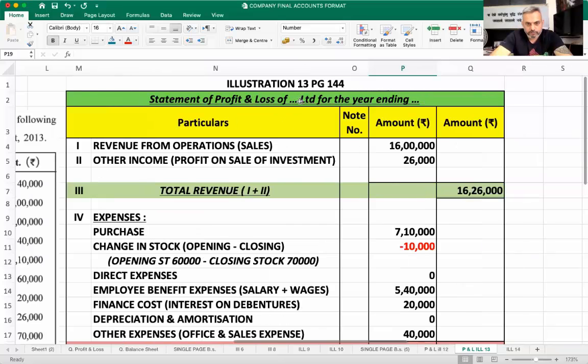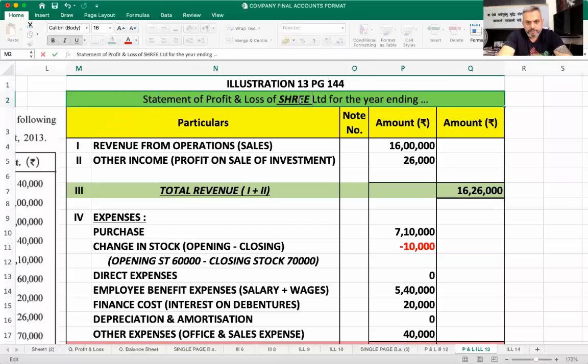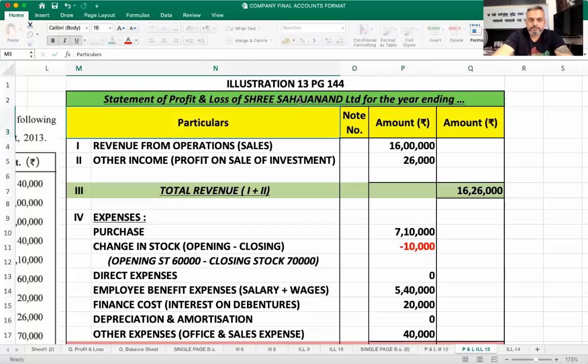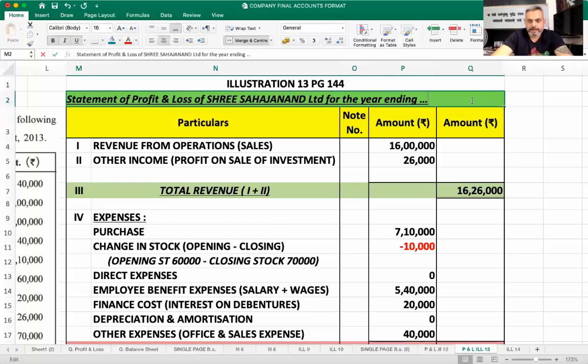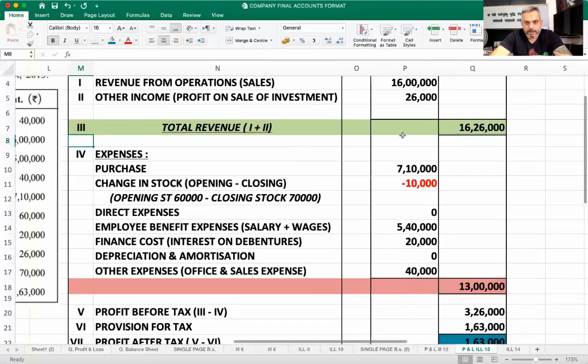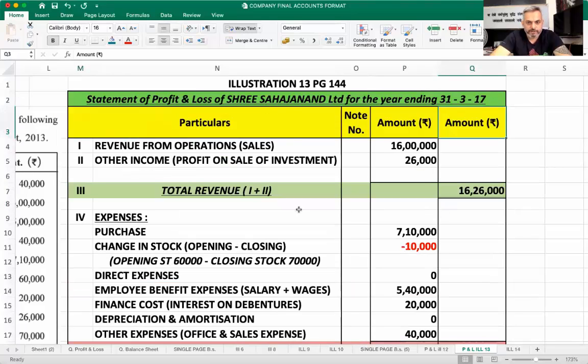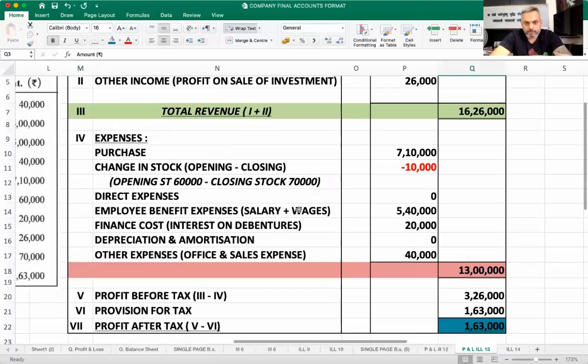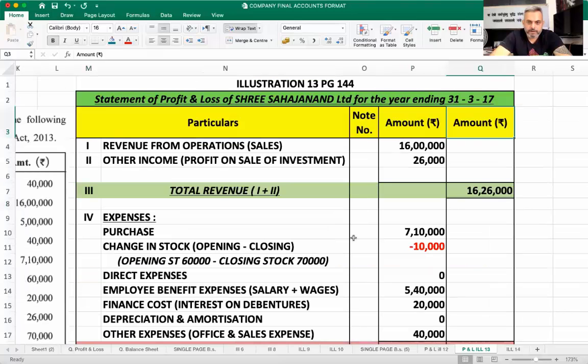Okay, I forgot to write the heading, so I can write it now. Of Shri Sahajanand Limited for year ending 31/3/17. That's it. Heading is important to get full marks. Okay, amount rupees, particulars, everything is important. Note number is not compulsory over here because we are not making the notes over here.